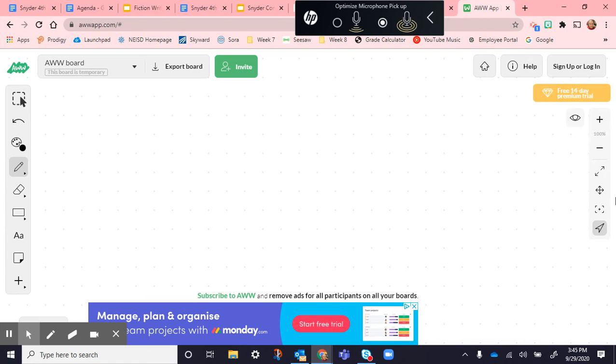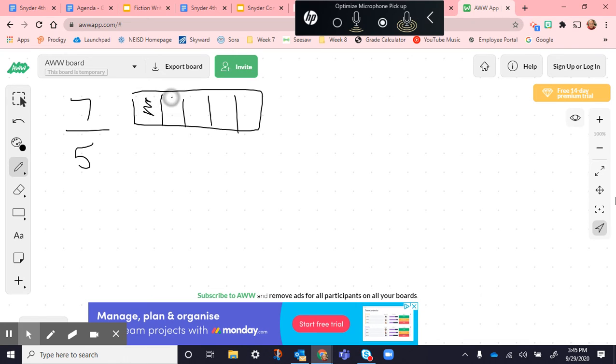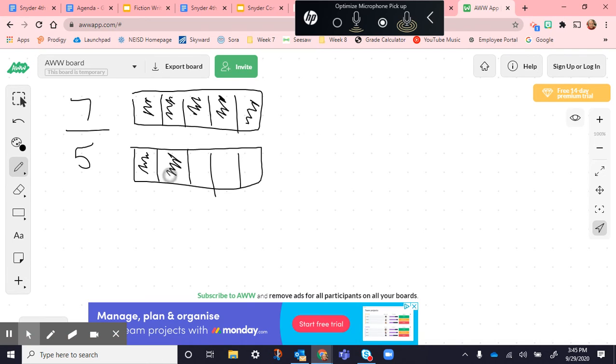All right, so here I have, let's say, 7/5. So here again, the 5 tells me how many parts my whole is going to be broken into. 1, 2, 3, 4, 5. 7 tells me how many pieces I need to shade. 1, 2, 3, 4, 5. I need another whole, so I'm going to draw it as close to the same as I can. That was 5, 6, 7.